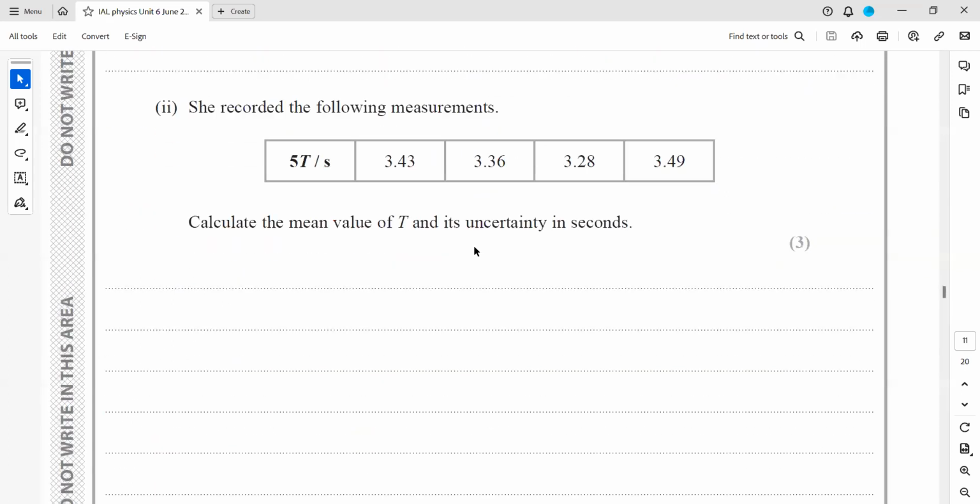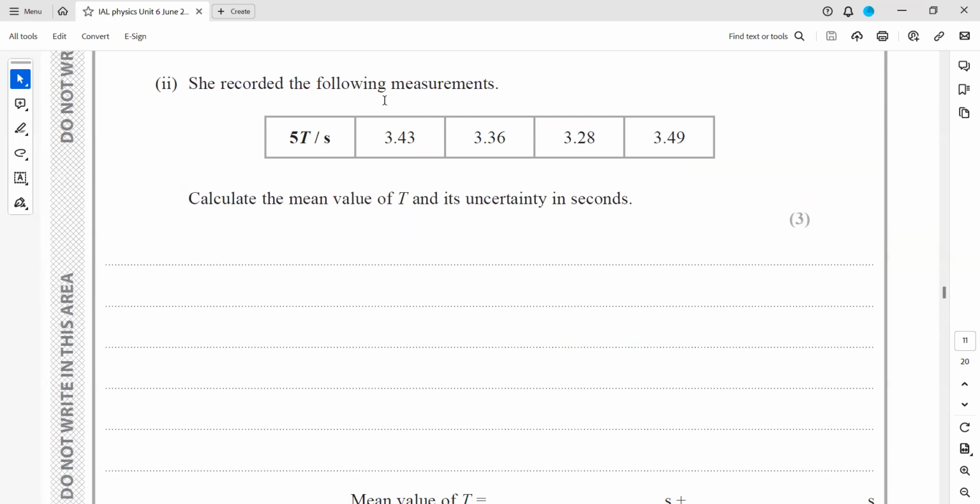The next part is she recorded the following measurements. As you can see, T5 means this is the time for 5 oscillations: 3.43, 3.36, 3.28, and 3.49. Calculate the mean value for the time and its uncertainty.